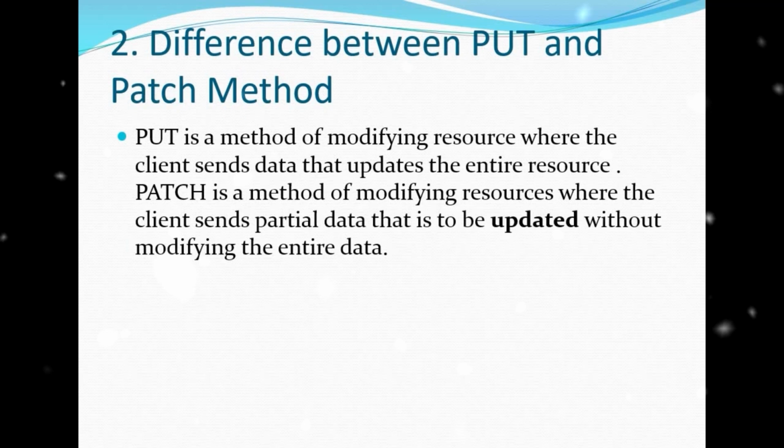Difference between put and patch method. Put is a method of modifying a resource where the client sends data that updates the entire resource. Patch is a method of modifying resources where the client sends partial data that is to be updated without modifying the entire data.